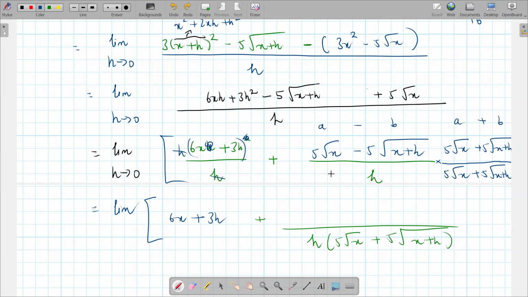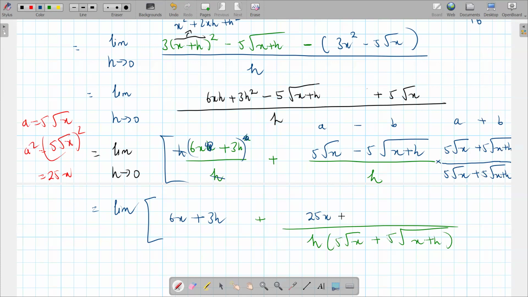What would be a squared here? If this is a, what's a squared? A is 5 root x. What's a squared? 5 root x squared. So that'll be 5 root x squared. That will be 25x. 5 squared is 25. Root x squared is x. So a squared here would be 25x.